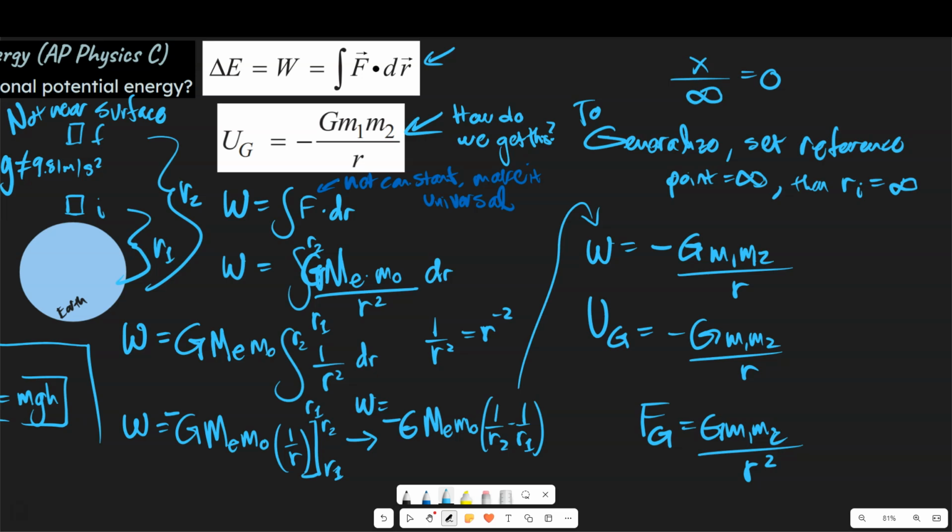We want this: if this r squared value is equal to infinity, then we want the force due to gravity between the two objects to be 0. In a similar way, we want the potential energy to be 0 for universal gravitational potential energy. So both of these we want to be 0 at an infinite distance between the two objects that we're talking about. That's crucial.